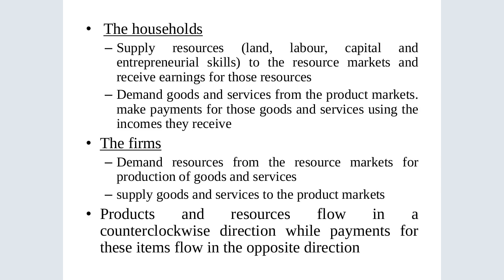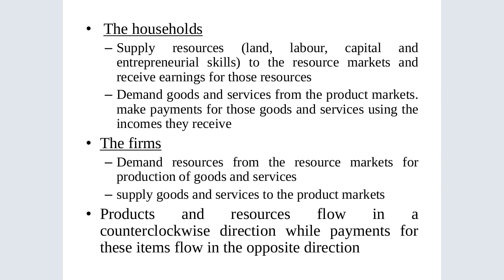Now, the demand for goods and services from the product market is paid for using the incomes households receive. So whatever you receive by selling the factors of production, you use it to buy the goods and services from the product market.